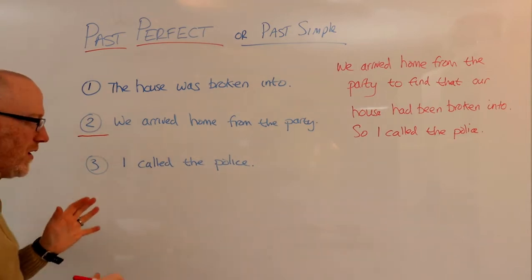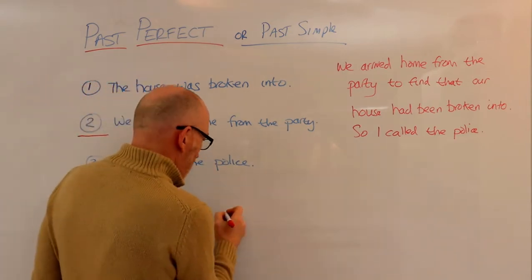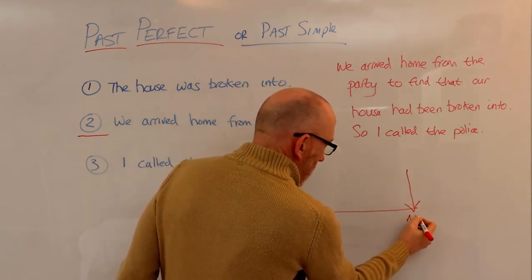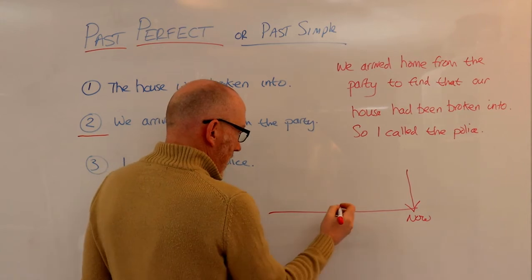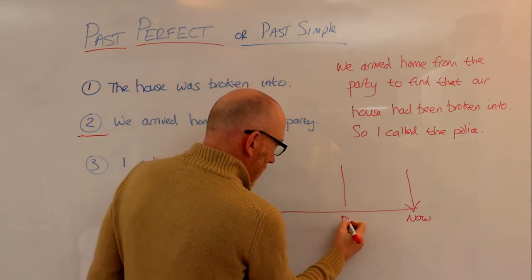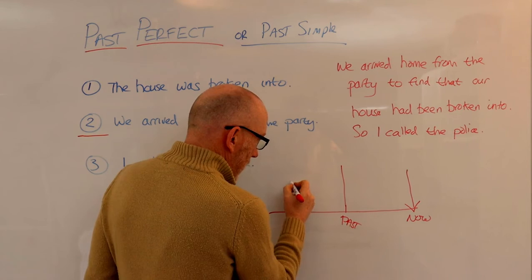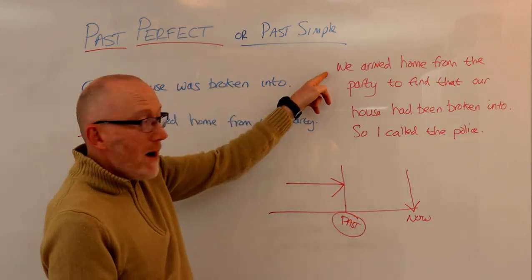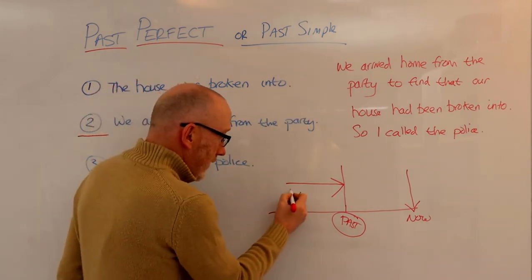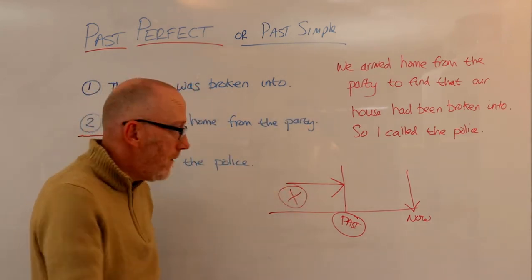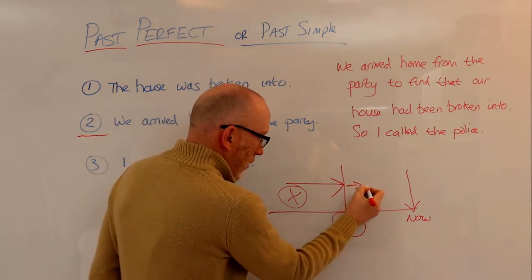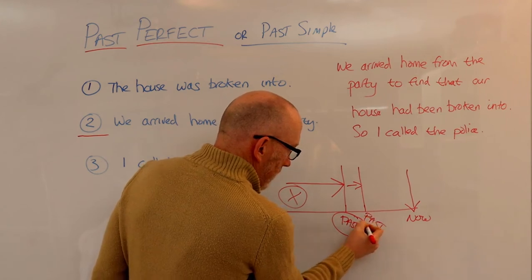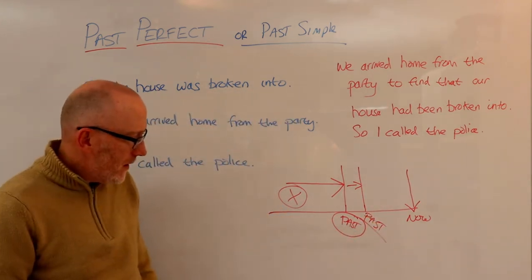So if we could draw a timeline, let me draw a timeline here. This is now. This is in the past, and we're using the past perfect to describe it. This is the point in time when we arrived home to find that the house at some point before that had been broken into, and then after that point, about here, I phoned the police, again in the past. So we're sequencing.